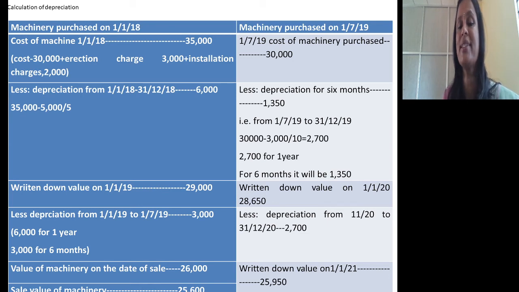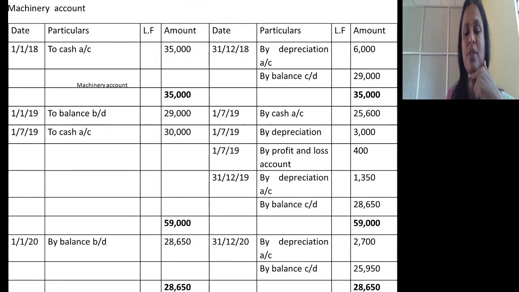Let's look at the other one, which was purchased on 1/7/2019. It will be with us only for 3 months. Sorry, 6 months. We calculated 1 year depreciation as 2,700. For 6 months, it will be 1,350. Next year, we are charging full year depreciation. We are calculating written down value on 1/1/2021.